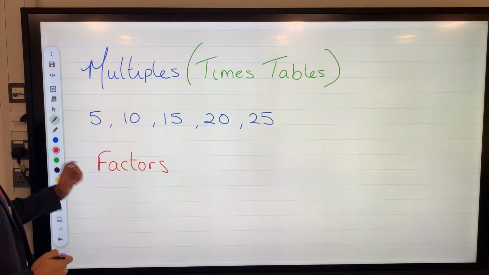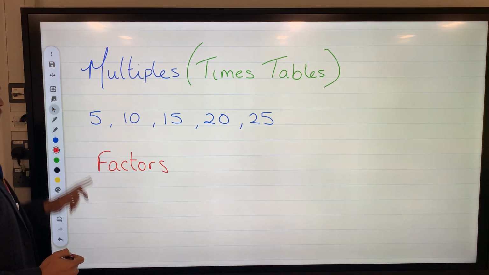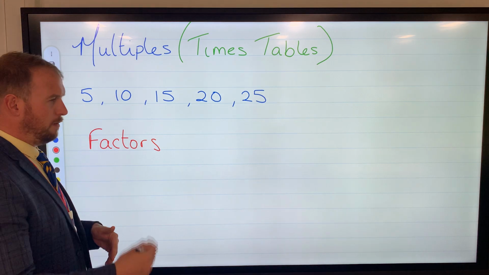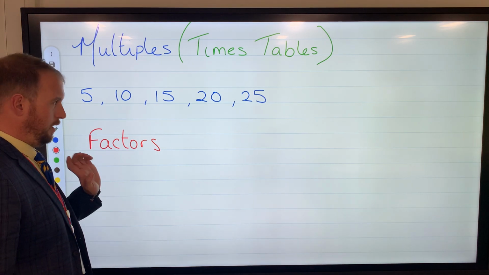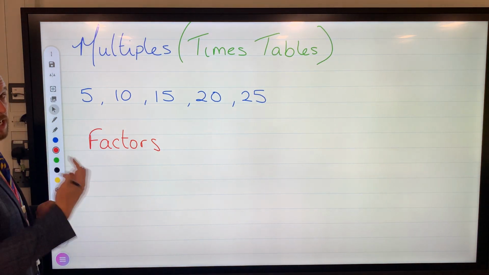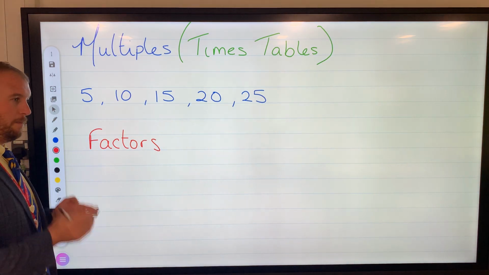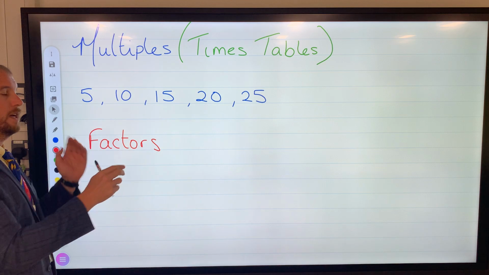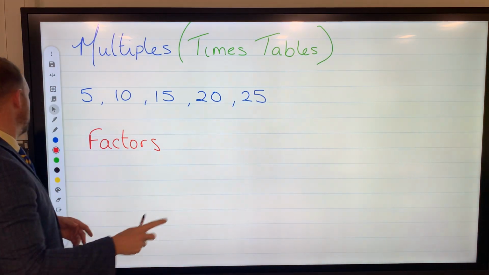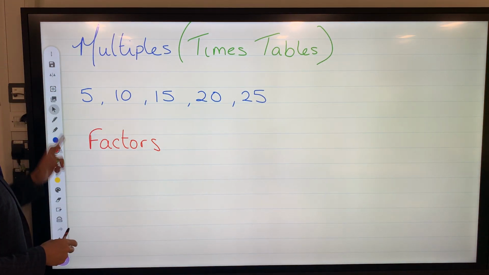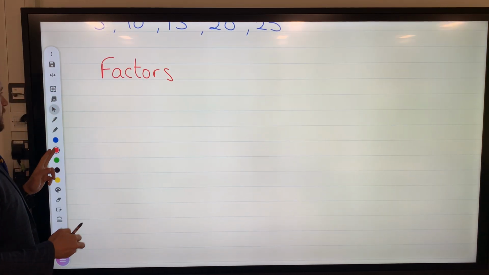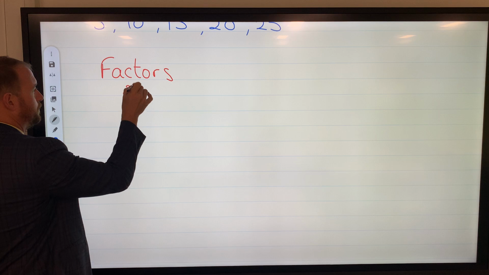Now, factors are something different. Some of you might be looking at the screen and going, yeah, factors are numbers that go into other numbers. You're totally right. I think of the X Factor. The X Factor is a competition that people enter. They go into the X Factor. Therefore, factors are numbers that go into another number. However, it is very easy to miss a few out. Now, let's work out the factors of 24.